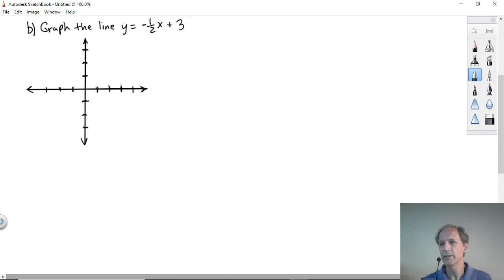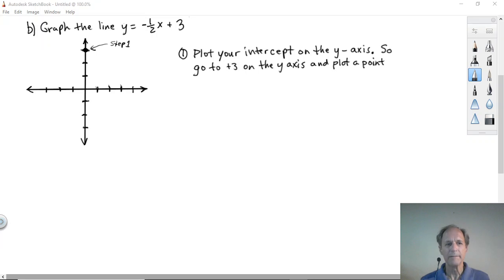Okay, so how are we going to use that to draw a line? Well, first plot your intercept on the x-axis. So that just showed up over here, the point, right? I'm sorry, on the y-axis. Plot your intercept on the y-axis. So there it is, and you do that by going to +3 on the y-axis. That's what we did. 1, 2, 3, and there's the point.